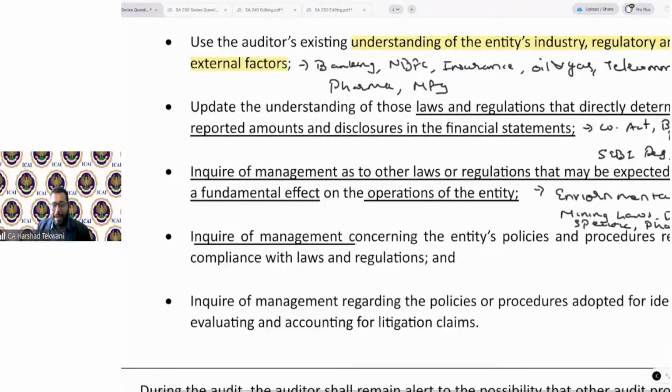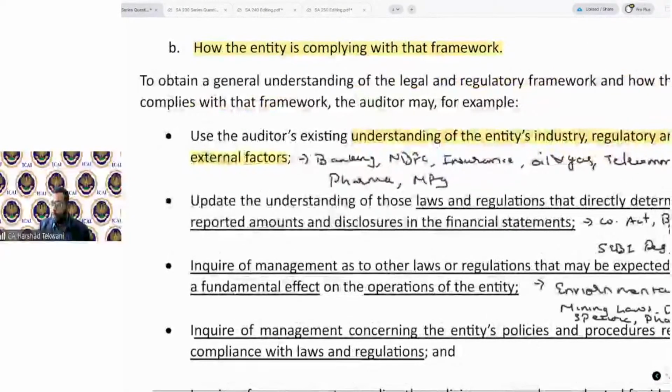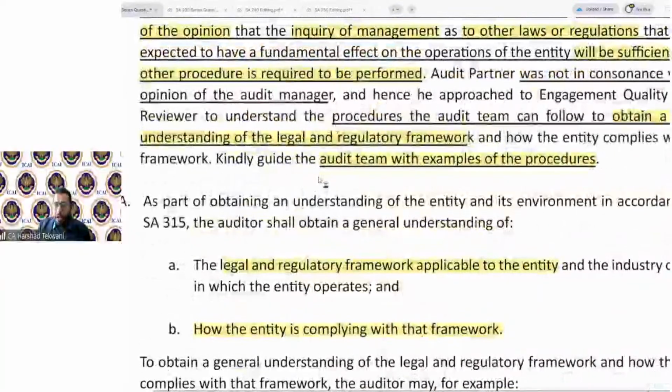Then I need to inquire with the management concerning the entity's policies and procedures regarding compliance with laws and regulations. What is the entity's policy or procedure to ensure compliance? Then I'll inquire with the management regarding the policy and procedure adopted for identifying, evaluating, and accounting for litigation claims. So if there are any litigation claims, what is the policy and procedure that management has adopted for identifying, evaluating, and accounting for them? Clear? So these are general procedures to obtain a general understanding of the legal and regulatory framework in an entity.